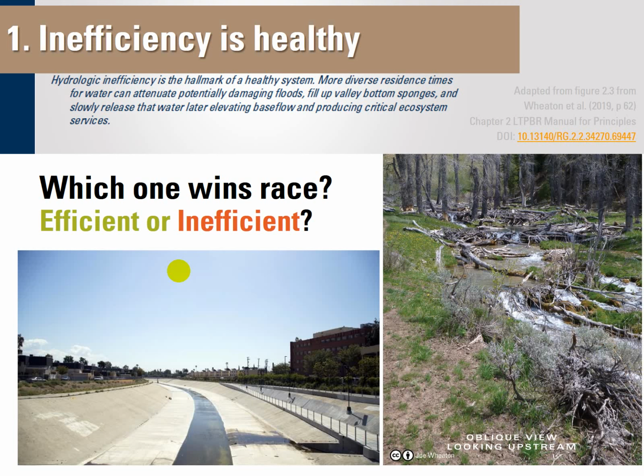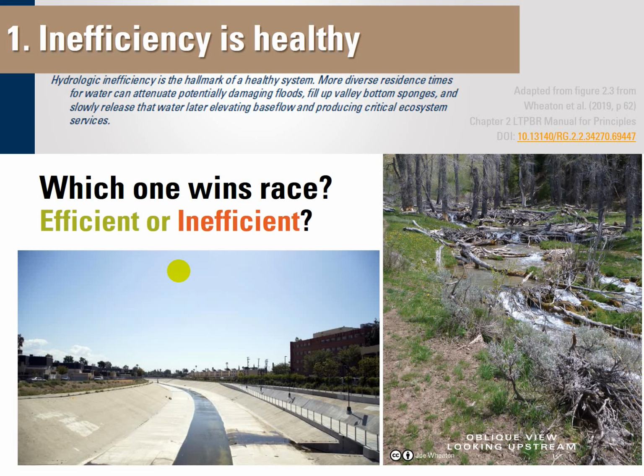So hydrologic inefficiency is actually the hallmark of a healthy system. And to illustrate this, I have the LA River on the lower left, which is a beautiful example of engineering and particularly making it easy to calculate discharge with, for example, Manning's equation, because we basically have no roughness other than the algae growing on the concrete.